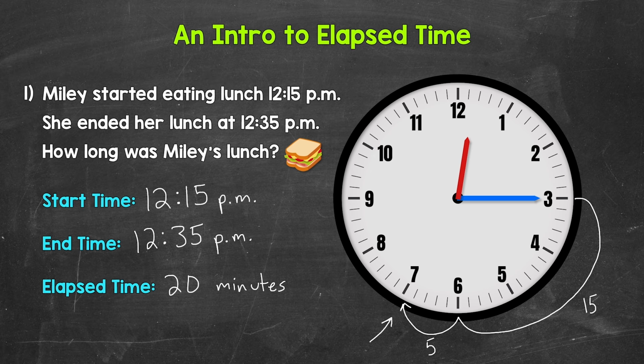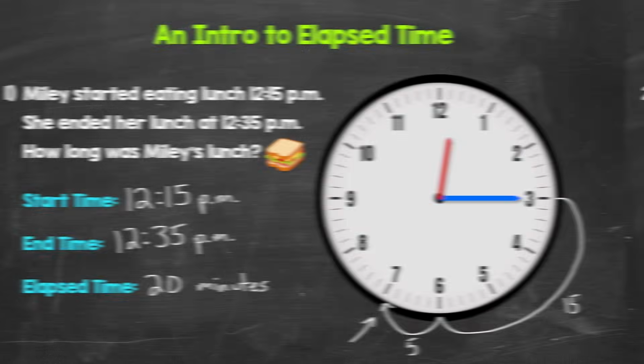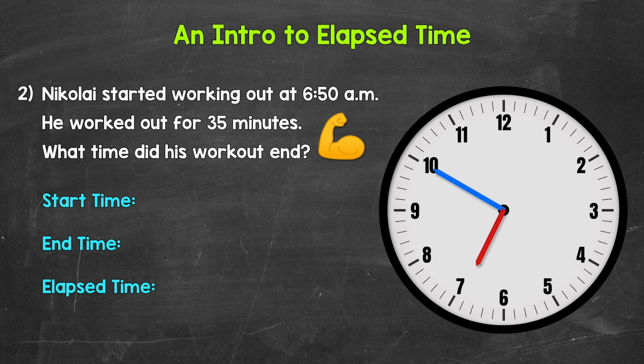Now, if you're just starting out, feel free to just count by fives to make things simple, and you can work your way up to other strategies. Use what works best for you. Let's move on to number 2. Taking a look at number 2, we have Nikolai started working out at 6:50 a.m.